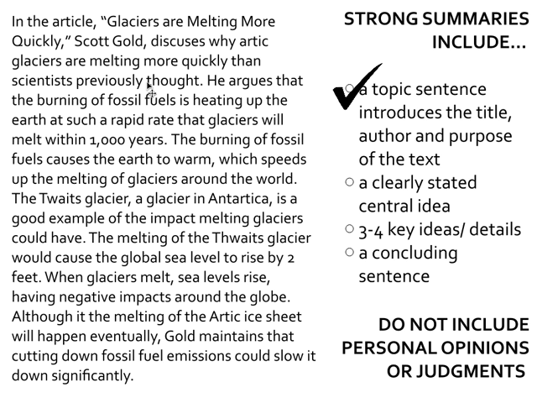Now let's look for my central idea. He argues that the burning of fossil fuels is heating up the earth at such a rapid rate that glaciers will melt within 1,000 years. That's my central idea. Then 3 to 4 key ideas or details. Number 1, the burning of fossil fuels causes the earth to warm, which speeds up the melting of glaciers around the world. Number 2, the Thwaites Glacier, a glacier in Antarctica, is a good example of the impact melting glaciers could have. Number 3, the melting of the Thwaites Glacier would cause global sea levels to rise by 2 feet. And number 4, when glaciers melt, sea levels rise, having negative impacts around the globe. There are my key ideas and details.